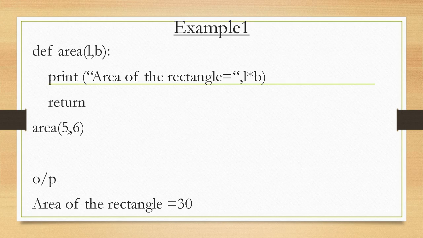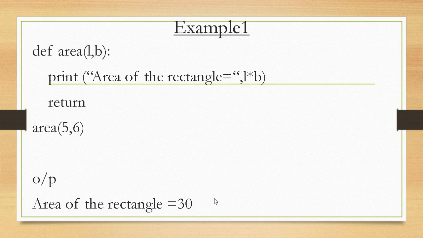This 5 and 6 should match the number of parameters we are using. So we have two parameters, then we have to give two arguments, and this is called the required argument. However many parameters we use, that many arguments we have to give, and it should match exactly. That means the first 5 will be assigned to the first variable L, next 6 will be assigned to variable B. And we get the output: area of the rectangle is equal to 30.